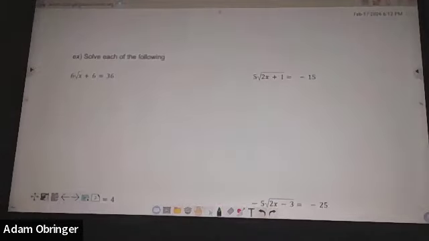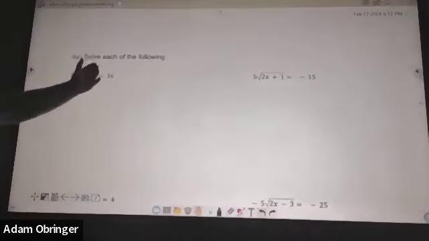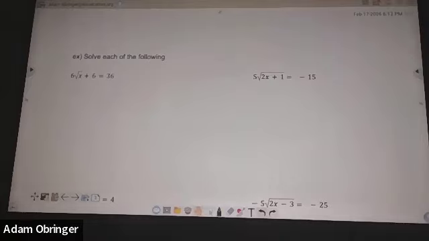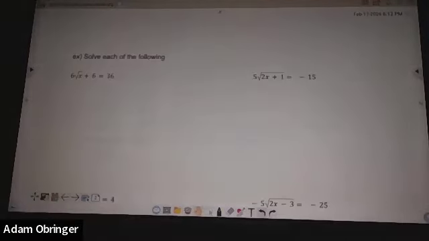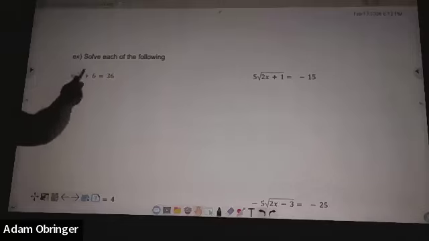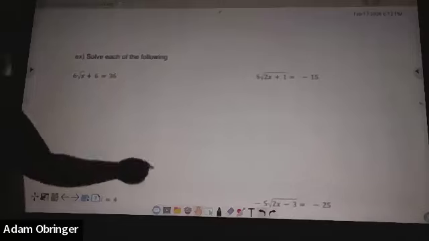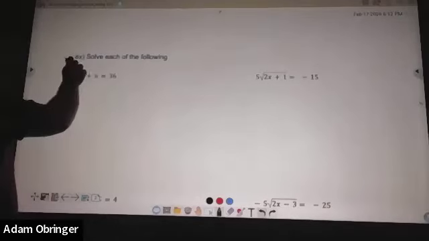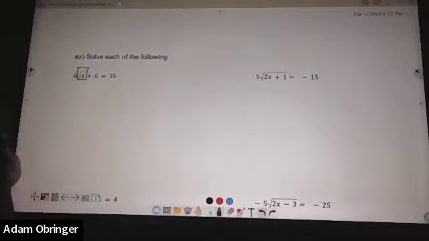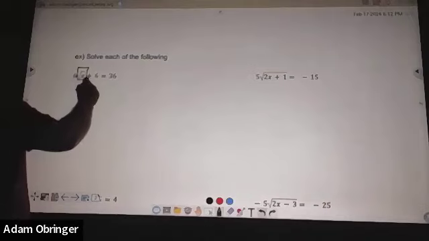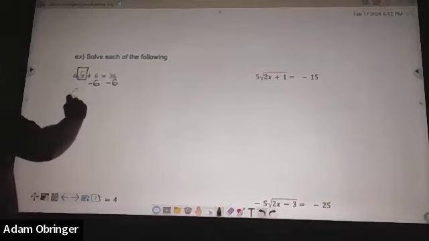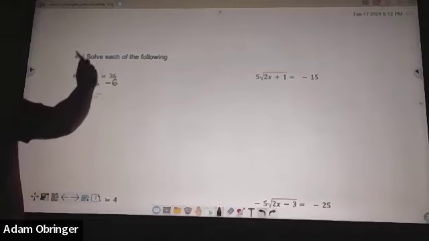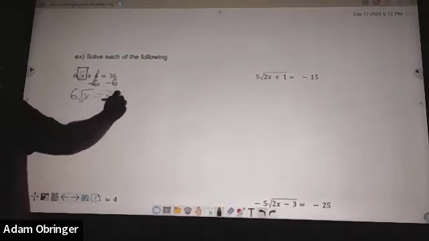It says solve each of the following. We have 6 square root of x plus 6 equals 36. So step 1, we are going to isolate the square root. So to do that, I need to find everything outside this square root, and I need to cancel it. So first, I'm going to subtract the 6 from both sides. So we've got 6 square root of x equals 30.